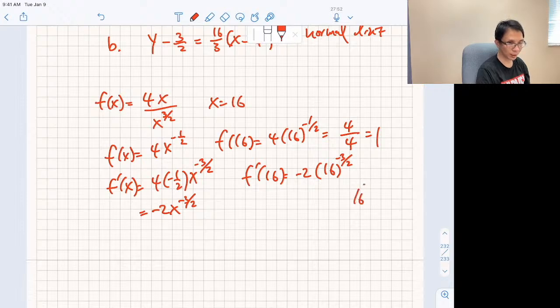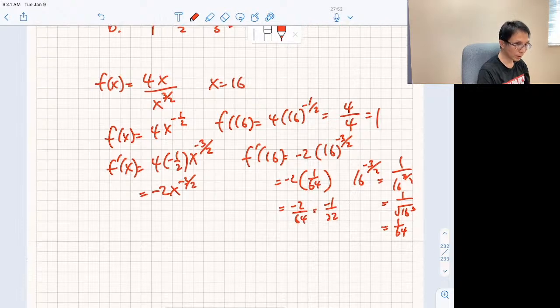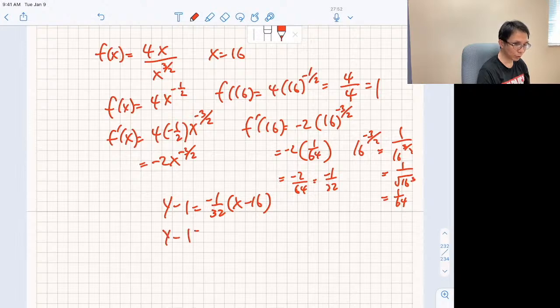So 16 to the negative 3 over 2 is equal to 1 over 16 to the 3 over 2. That's equal to the square root of 16 to the third power. So that means 4 to the third power, which is 1 over 64. So it would be negative 2 times 1 over 64, equal to negative 2 over 64, which is negative 1 over 32. Does that make sense? And that's equal to y minus 1 equal to negative 1 over 32 times x minus 16. That's the tangent line, and that's the normal line.